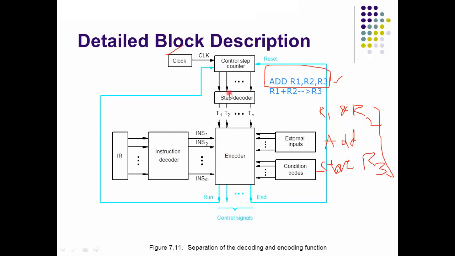So here this is the clock. What are the steps we need to execute any instruction? That many clock signals are needed here. That will be given to the control step counter, and then to the step decoder. Based on the number of clock cycles, we have the number of step decoder outputs, T1, T2, and so on, Tn. Those will be given to the encoder. External inputs.